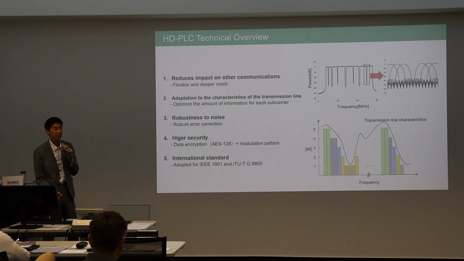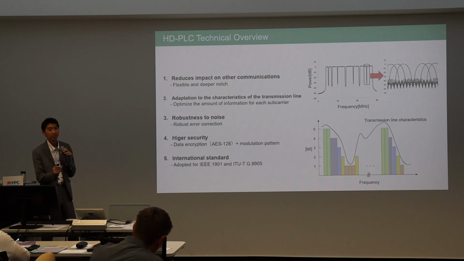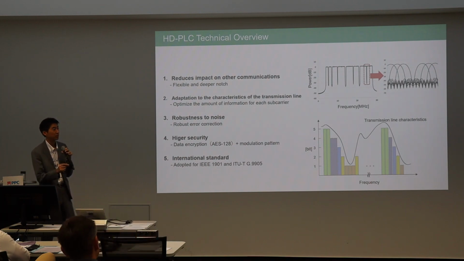HD-PLC learns the state of the transmission path every few seconds, or at maximum 30 seconds, and places 5 bits of data on subcarriers with good signal to noise ratio. On the other hand, the subcarriers with poor signal to noise ratio are given less data and more information for error correction.